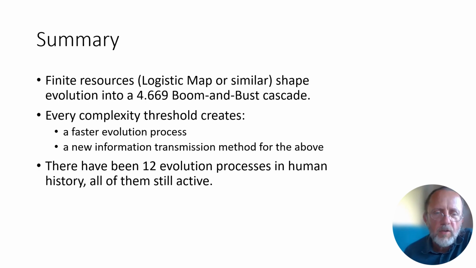So to summarize, it is finite resources which shape evolution into a 4.669 boom and bust cascade. Every bifurcation or complexity threshold in this cascade generates a new evolution process which is faster than the previous one, and it also generates a new method of information transmission, because the new evolution method can't be transmitted by the old process. And there have been 12 evolution processes in human history, and all of them are still active.